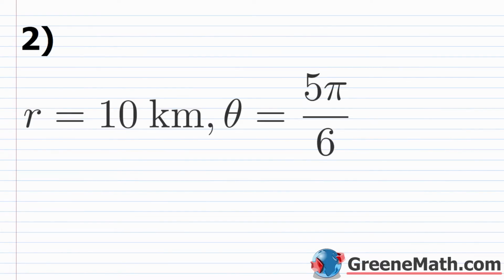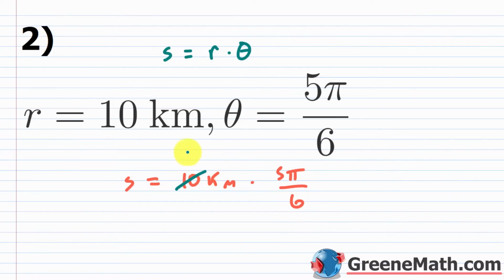This is problem 2. So we have R is equal to 10 kilometers and theta is equal to 5 pi over 6. So again, the formula, because this is in radians, your S, your arc length, is going to be R times theta. So really simple. So let's go ahead and say that S is equal to your R, which is 10 kilometers, times your theta, which is 5 pi over 6. Let's think about canceling. Between 10 and 6, I have a common factor of 2. So this divided by 2 is 5, and this divided by 2 is 3.